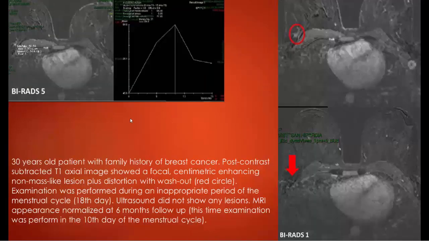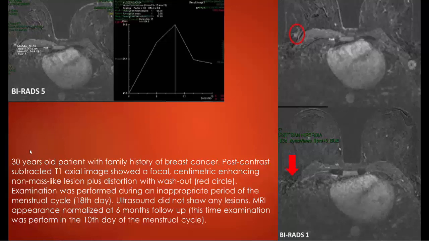This family history of breast cancer, female, by BI-RADS 4 in this breast, post contrast T1 showed focal centimetric enhancing mass-like lesion plus distortion, wash-out curve, and wash-out.